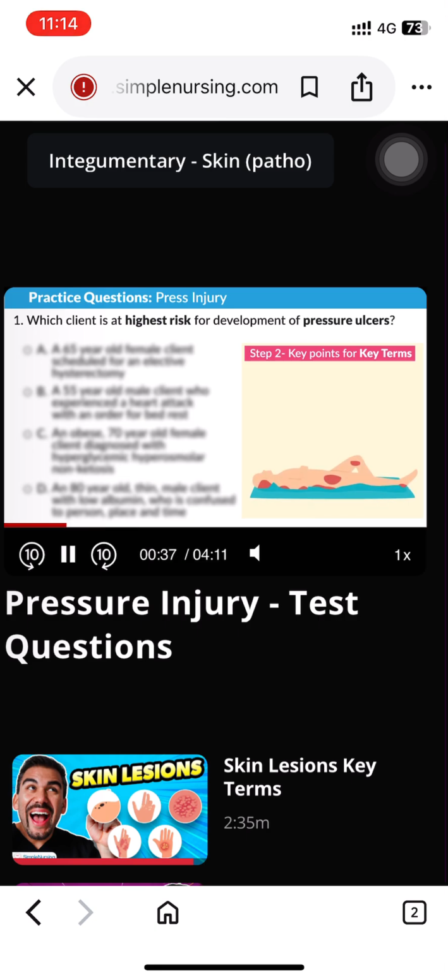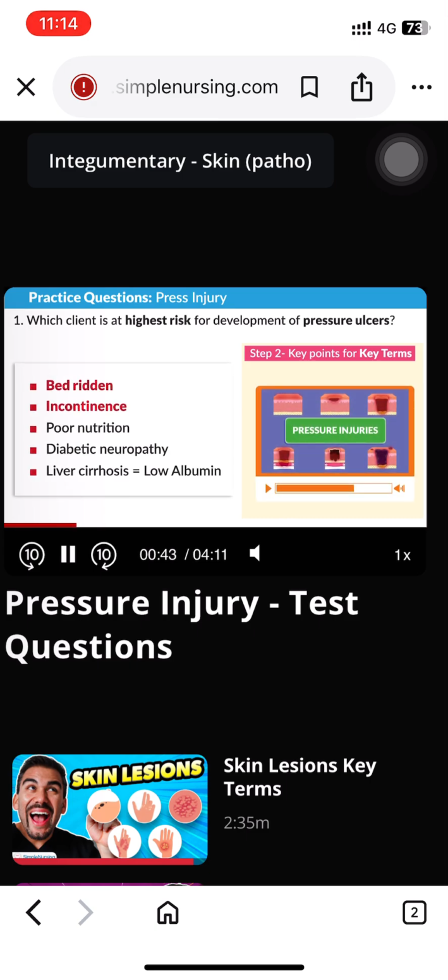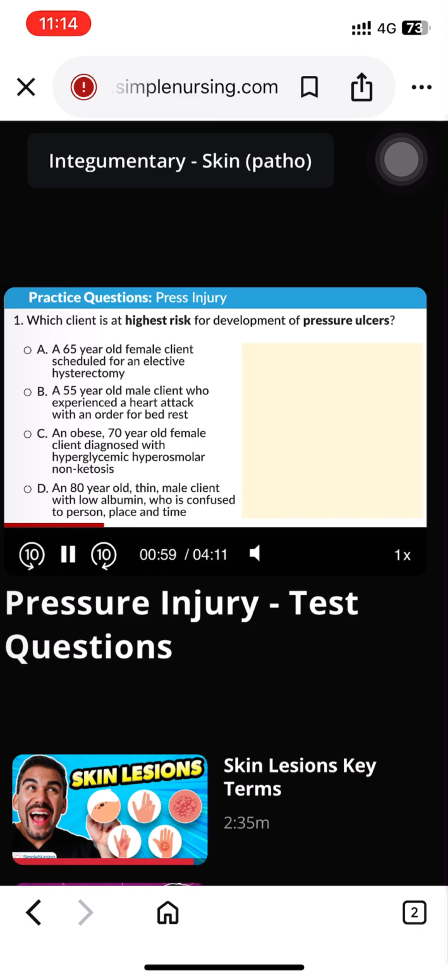So for pressure injury or ulcer, this is that skin breakdown. We know from the full video that the big risk factors, number 1 is being bedridden for a long time. And number 2 is incontinence, followed by poor nutrition, diabetic neuropathy, and liver cirrhosis, resulting in that low albumin. So now let's look at the options.